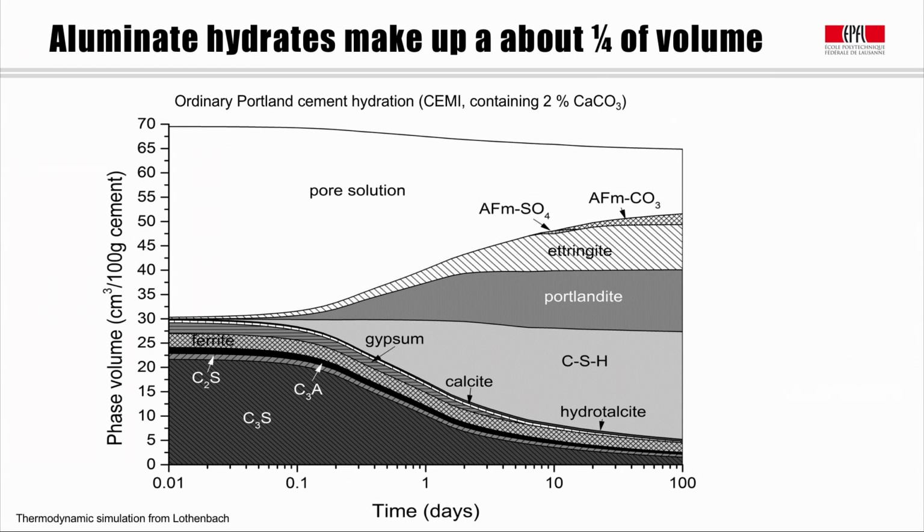So in this slide, we see the phases that are formed from a typical ordinary Portland cement. While the phases from the calcium silicates, that's to say calcium hydroxide and CSH, make up about 65% of the volume of the final paste, the hydrates coming from the C3A and C4AF, that's to say this AFm and AFt, still account for about 25% by volume. So this is quite a significant amount of the final volume of the paste.